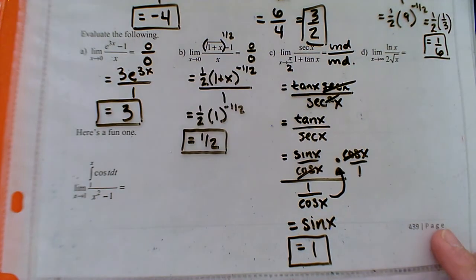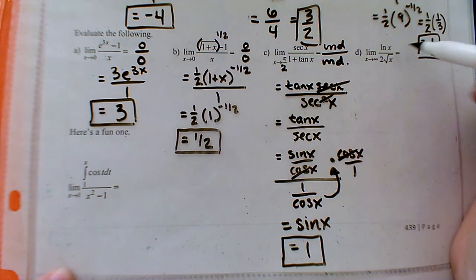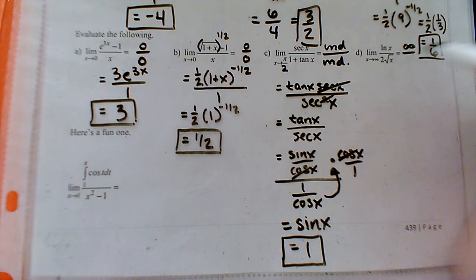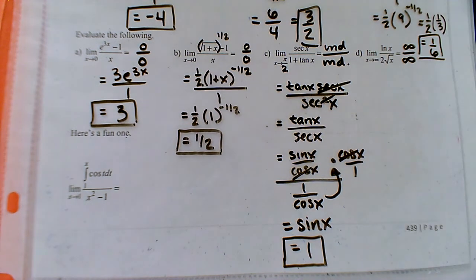This one's an infinity. Natural log of infinity, going to be some infinity value. 2 times the square root of infinity, still infinity. Do we remember what grows faster, a natural log function or a square root function?